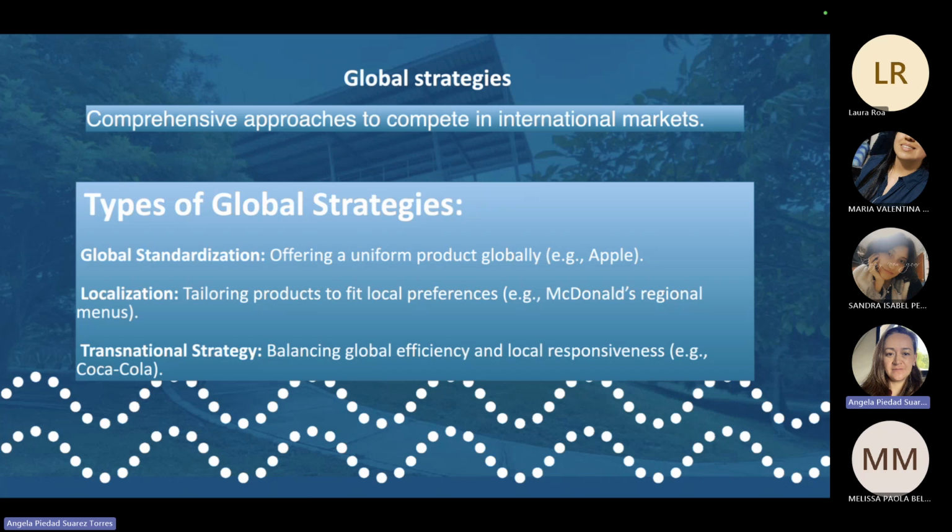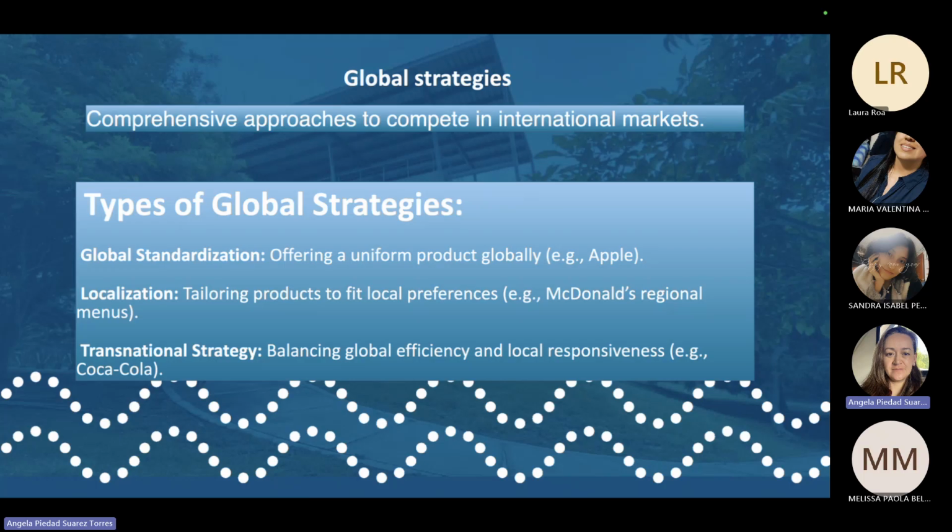The transnational strategy is in between both because it's balancing global efficiency and local responsiveness, which is Coca-Cola. It tends to be the same product, but it's produced in different regions of the world, of course, because they have to decrease the cost of production. It would be very expensive if you produced Coca-Cola in just one place and then exported. So in the case of Coca-Cola, they produce locally with the same recipe all over the world. But there is a bit of localization because the amount of sugar is going to be different depending on the region of the world.